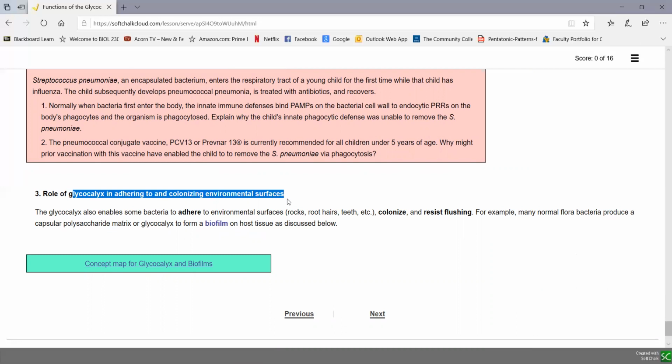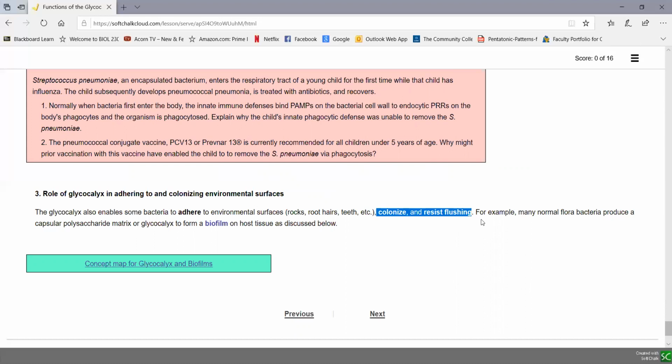Bacteria found growing in the river under rocks often have biofilms of capsules there that allow them to adhere. The bacteria that form the microbiota of your teeth, or plaque on your teeth, form a biofilm there. So the important thing here is that the glycocalyx does enable some pathogens to colonize cells or surfaces of our body and thus resist flushing. Virtually every part of our body has a flushing action, but again, if the bacteria can adhere, they can resist flushing.